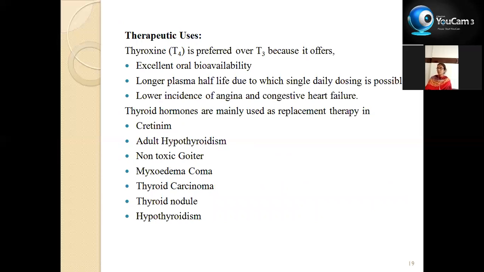So, uses. T4 is more useful than T3 because of its excellent oral bioavailability and its longer plasma half-life. So a single dose is required, and it is also not as dangerous in patients with angina and congestive heart failure. It is also used for replacement therapy in hypothyroidism, thyroid nodule, thyroid carcinoma, non-toxic goiter and coma. For these, we can use these thyroid drugs.